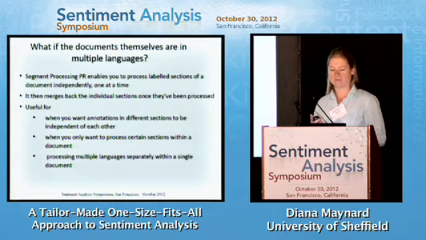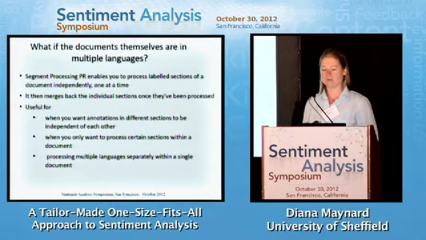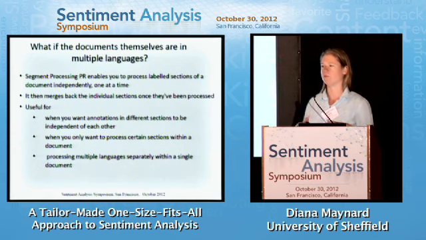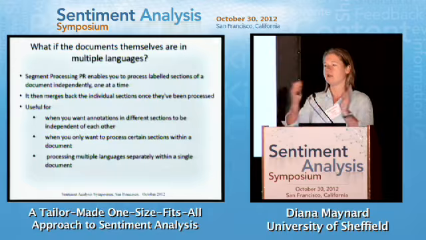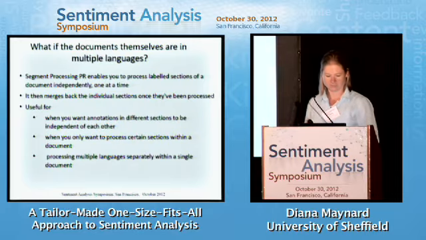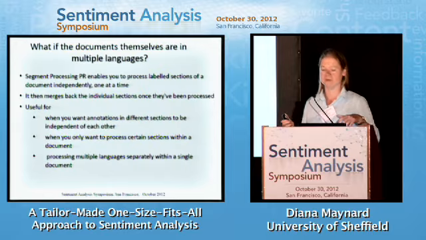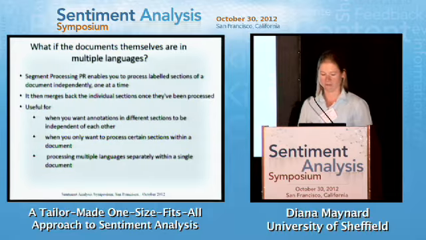So in this case, we have another processing resource called segment processing PR. And this enables you to process labeled sections of a document independently, one at a time. And it then merges back the individual sections once they've been processed. So basically, you identify different sections, it separates them out, you can run different resources on each section, and then it merges everything back together. This is useful when you want annotations in different sections to be independent of each other, when you only want to process certain sections within a document, and when you want to process multiple languages separately.